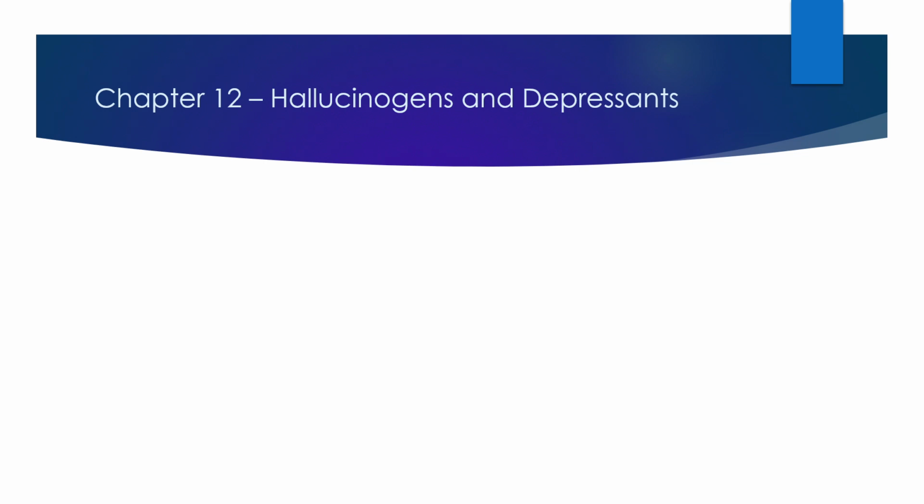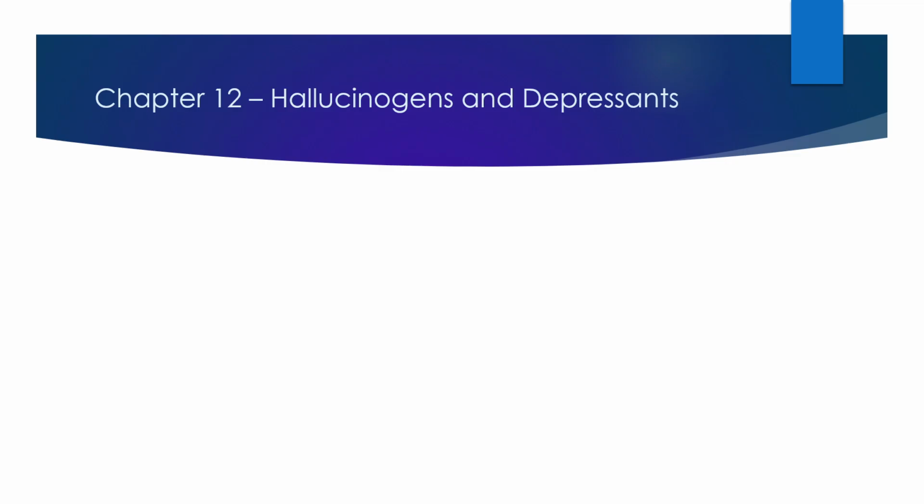This is the overview for Chapter 12. In this chapter, we'll be talking about hallucinogens. The chapter also includes a section on depressants, but as we have been doing in these recent chapters that focus specifically on different types of drugs, there's just too much packed into this chapter to be able to do justice to all of the different types of drugs.